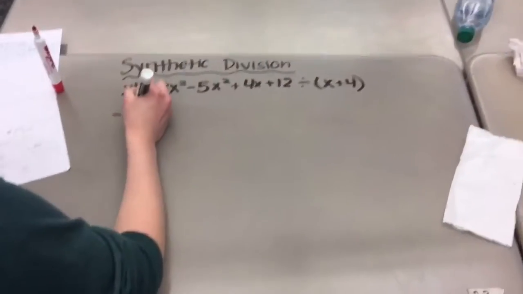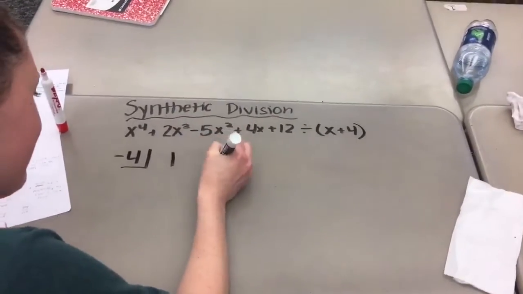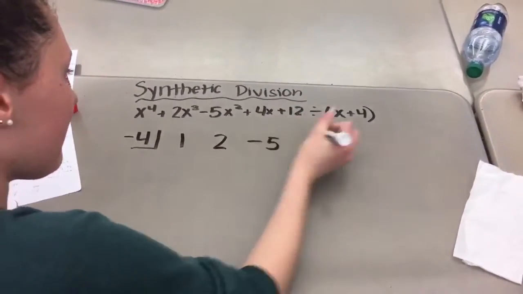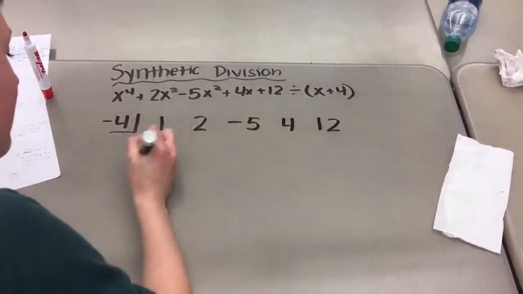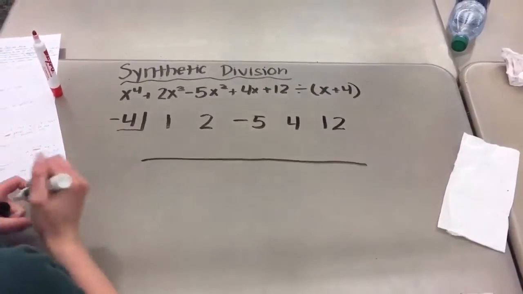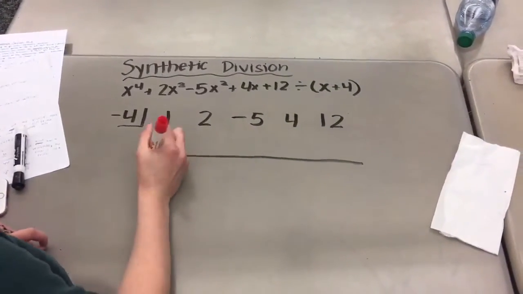Alright, on to the second synthetic division problem, which is x to the fourth plus 2x cubed plus 5x squared plus 4x plus 12 divided by x plus 4. Your a value equals negative 4 because you set x plus 4 equal to 0, and it's negative 4. You put all your coefficients down as displayed, which is 1, 2, negative 5, 4, and 12.